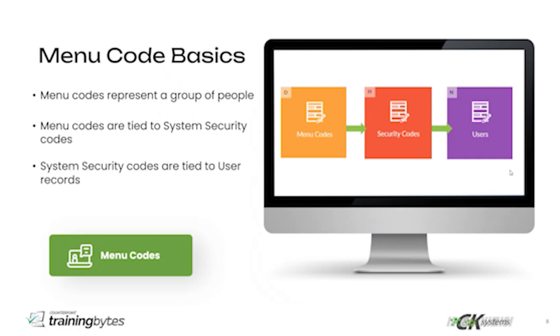So basically, a menu code represents one or more people. Typically, it's a group of people. Menu codes are tied to system security codes. These are global settings in Counterpoint, like who can see cost, who can save reports, who can customize lookups. Those are security codes. And then that security code is then tied to one or more user records.